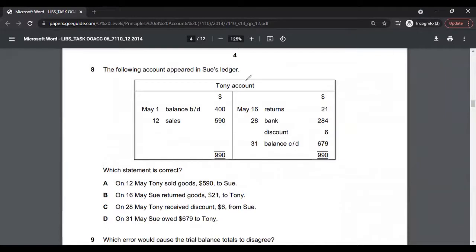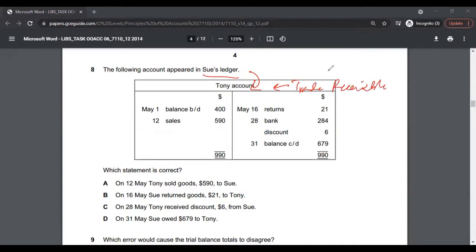Multiple choice 8. The following account appeared in Sue's ledger. In Sue's ledger, there's a guy named Tony. This is Tony's account, and this is actually a trade receivable account. So Tony is a trade receivable. In other words, Sue has to receive money from Tony.